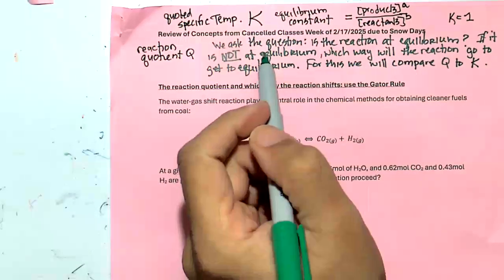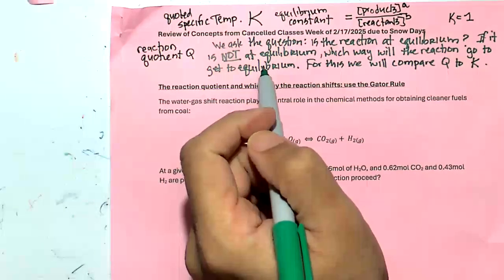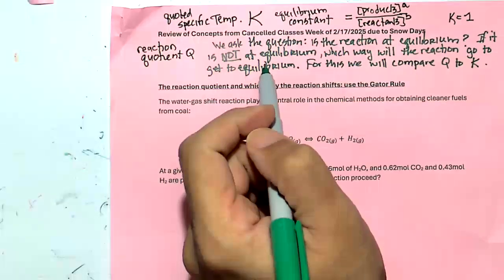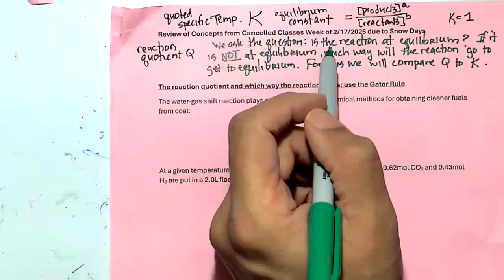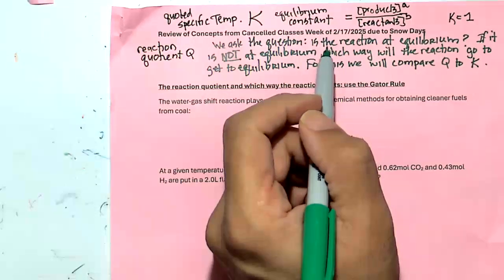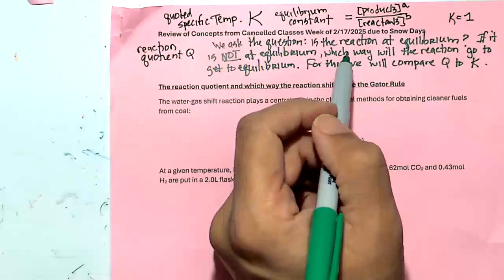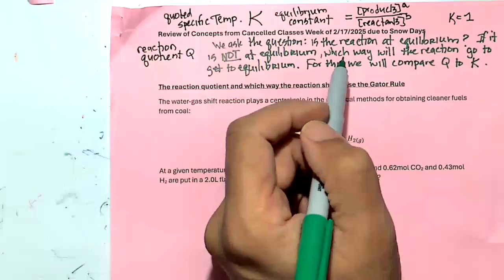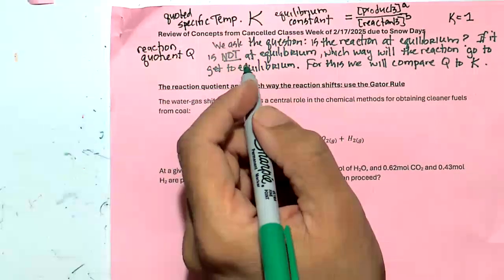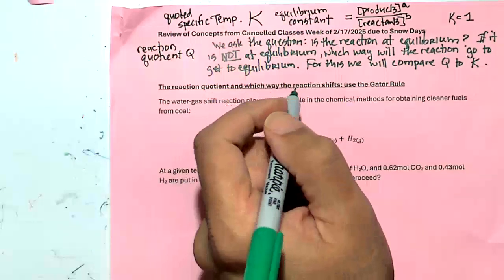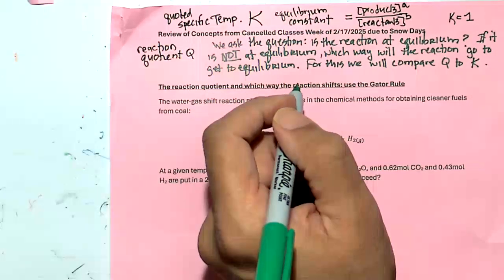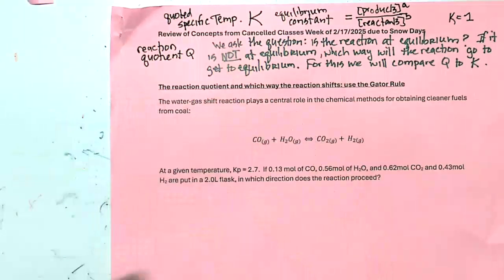So we ask ourselves the question, is this reaction at equilibrium? If it is at equilibrium, Q will equal K because it's the same equation. It will equal the equilibrium constant. If it is not at equilibrium, which way will the reaction go to get to equilibrium? So we're going to compare Q to K.